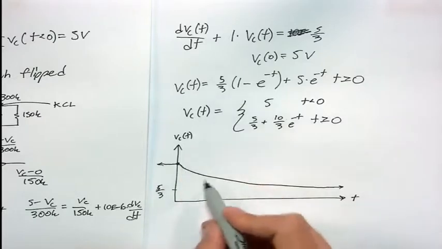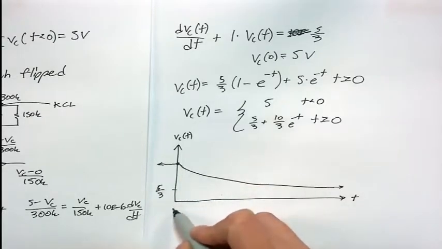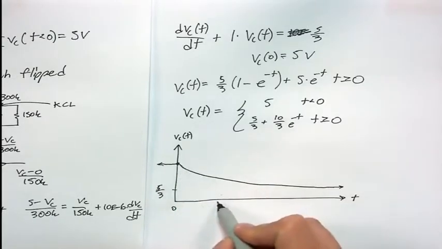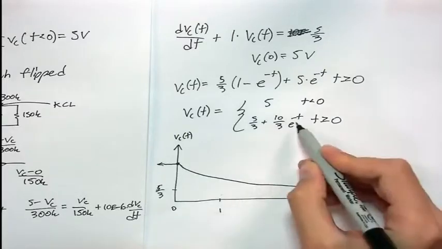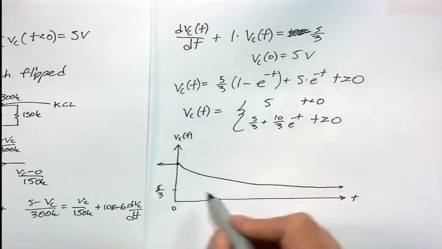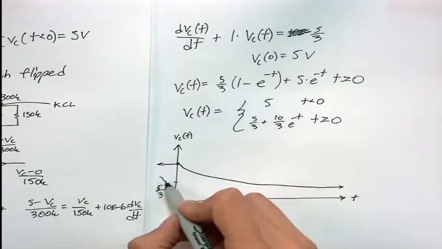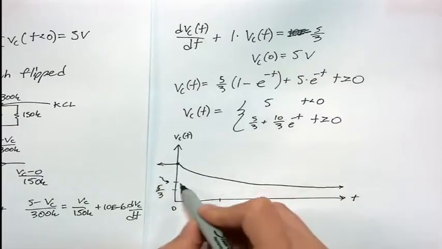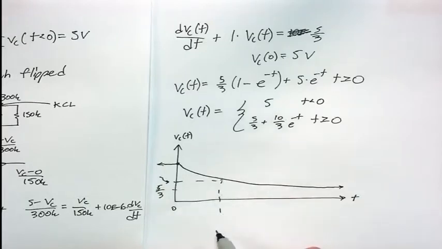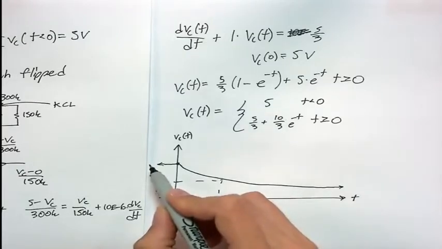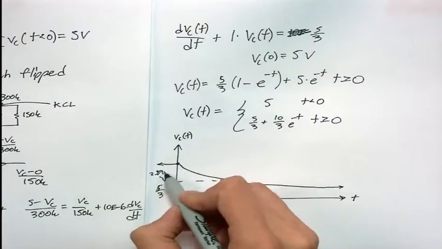And we know that the switch flips at 0, and 1 second later, if we plug in 1 here, we drop significantly in our value, and the value here, after one time constant, is 2.89 volts.